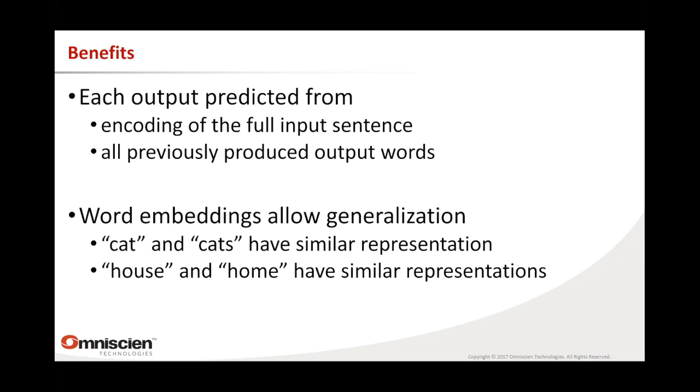The word embeddings we talked about are also very good at allowing this generalization. For instance, cat and cats have very similar representations. House and home have similar representations. So these are both syntactic relationships and semantic relationships.